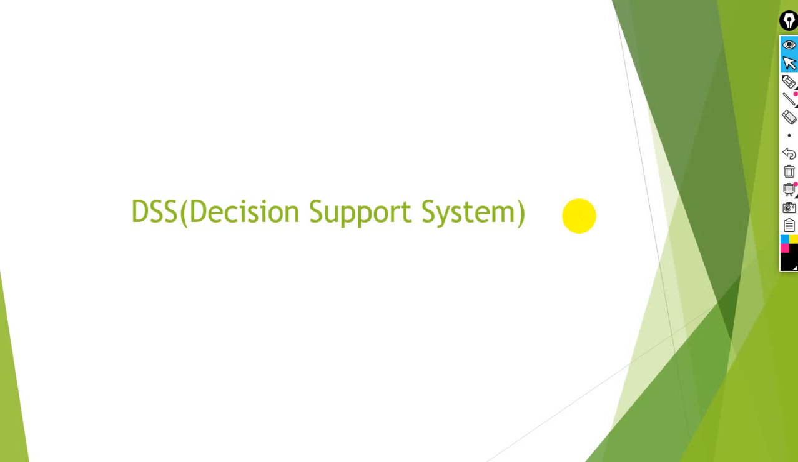Today our topic is DSS, we can say decision support system. Now what is this system? We can say that this is a type of MIS. We can also say that this is a part of an MIS system which helps the decision maker to make a decision for the will of the organization.